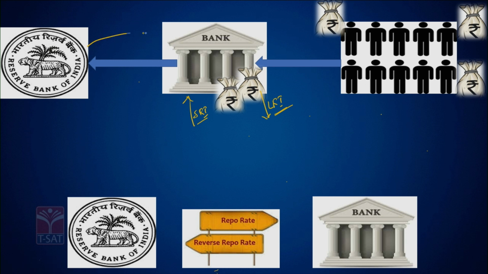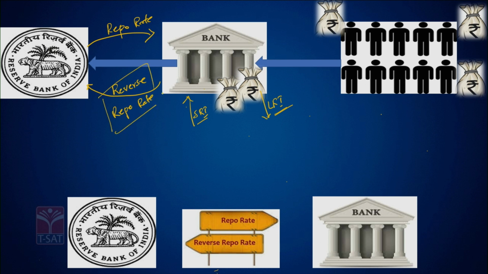When the banks borrow money from RBI, they are charged repo rate. When the banks park money with RBI, or when the RBI borrows money from the banks, these banks are paid what is called reverse repo rate. Reverse repo rate.